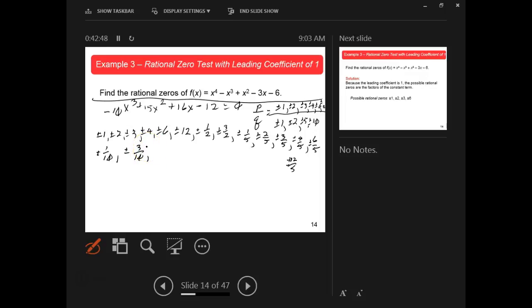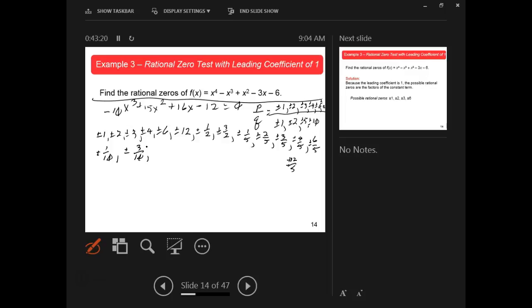But what's the easiest one to do? 1. How do we do 1? Say again? Plug it in. Add your coefficients. Okay? So let's add the negatives. Minus 10 and minus 12 are minus 22. Plus 15 and plus 16 is 31. 1's not going to work. Guess what that does for you? You don't have to try 1 with synthetic division. You already know it doesn't work.